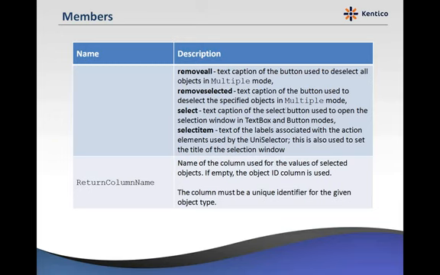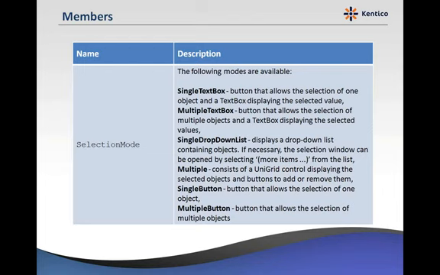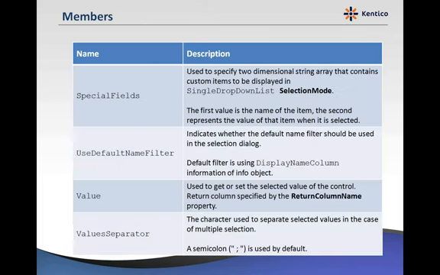The return column name property is used to specify the value of which column will be returned by UniSelector when you ask for selected items. So by default it's the object ID column, but you can change it and use your custom column. The selection mode, there is a list of available selection modes. We have already covered those, so we can review them later.